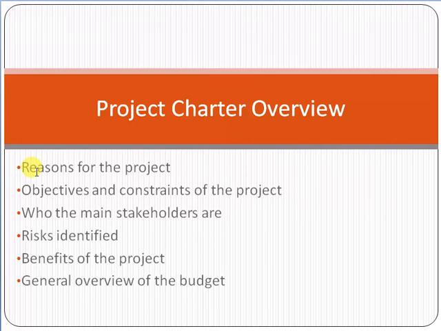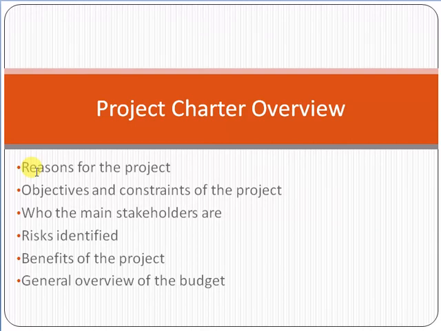What are the objectives? Objective means the goal which we want to achieve from a project. For example, we want to increase the revenue from $5,000 to $10,000. So this is the objective. Who are the main stakeholders? The main stakeholders are, for example, the customer, any person who is positively or negatively impacted by the project, and the team. These are the stakeholders.